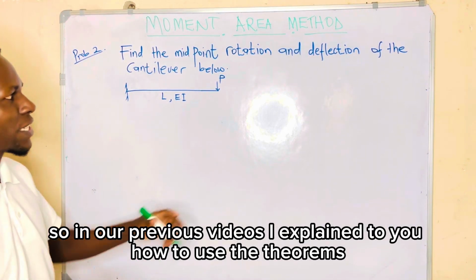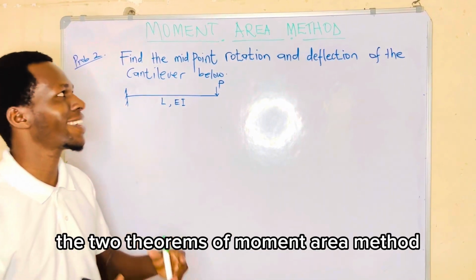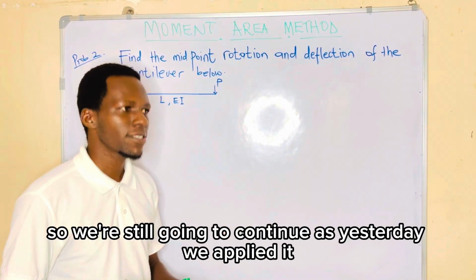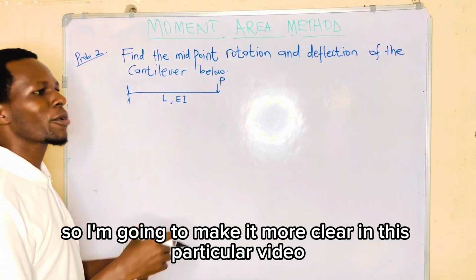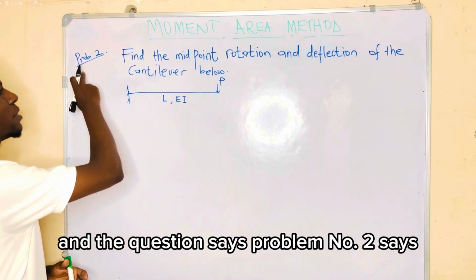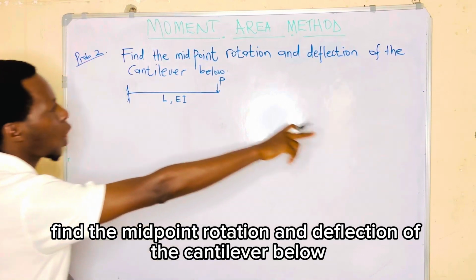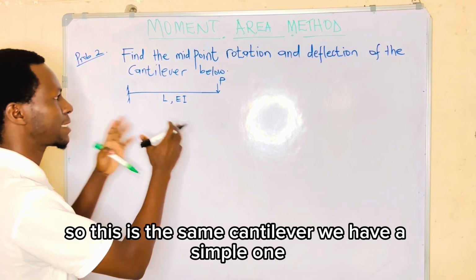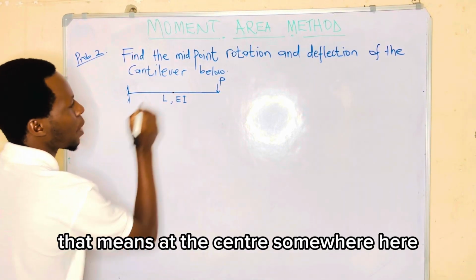In our previous videos, I explained how to use the two theorems of the moment area method to find the rotation and the deflection in a structure. We're still going to continue, as yesterday we applied it, and I'm going to make it more clear in this video. Problem number 2 says, find the midpoint rotation and deflection of the cantilever below. This is the same simple cantilever we have. We are supposed to find the midpoint, that means at the center somewhere here.